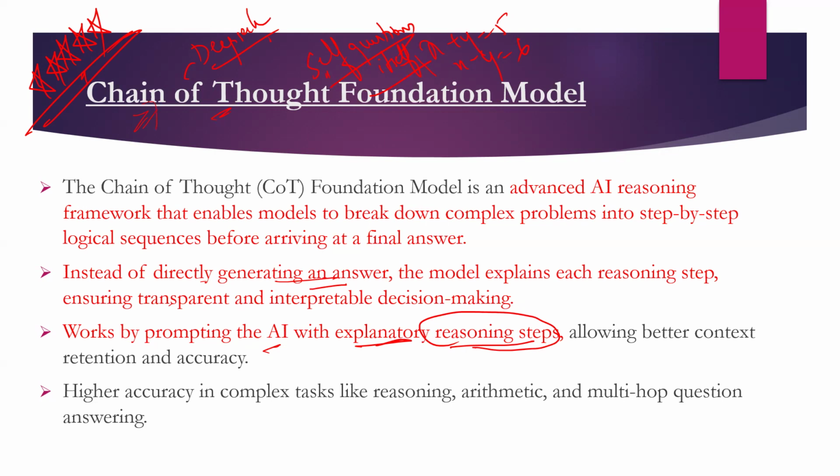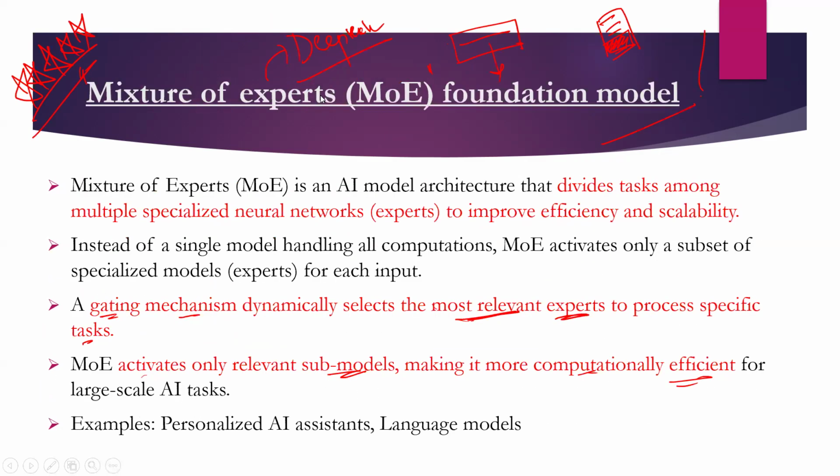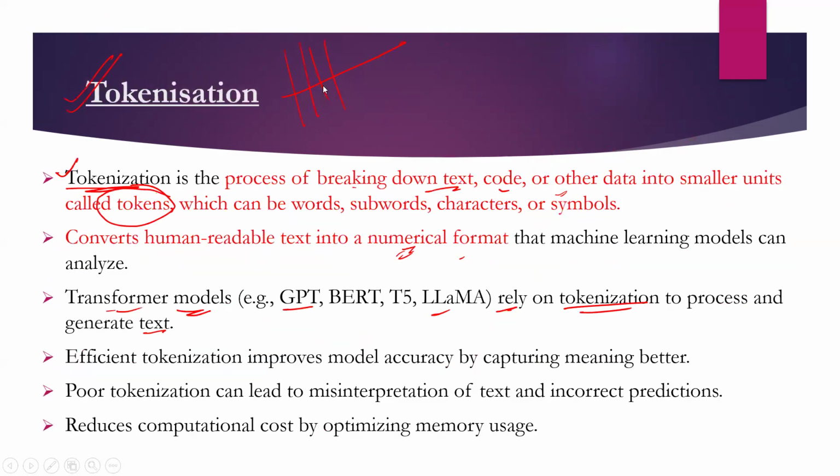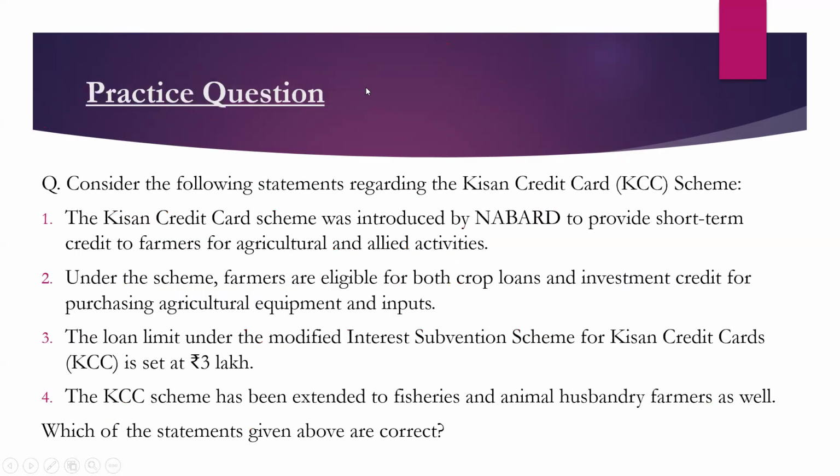Please go through this. All are very important keywords: chain of thought foundational model, mixture of experts foundational model, transformer model, tokenization. Four important keywords that you should know. I hope this is very clear. All of these words are given in your Economic Survey, in the chapter on labor and AI. The next topic we'll go for is agriculture.